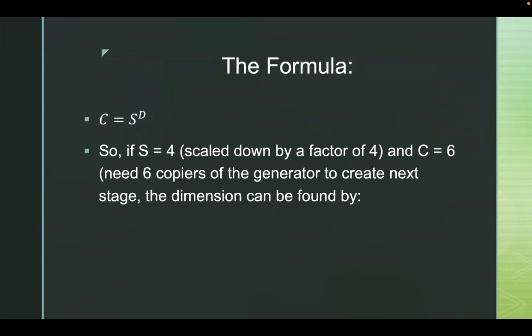Okay, so for an example, if S is 4, meaning that we scaled down by a factor of 4, and C is 6, meaning we needed 6 copies of the generator to create the next stage, the dimension can be found by 6 equals 4 to the D. Well, to solve for D, we're going to use logarithms. So we log both sides. That'll give us D equals log of 6 base 4. We use the change of base formula, log of 6 over log of 4. And so we get the dimension of 1.29.